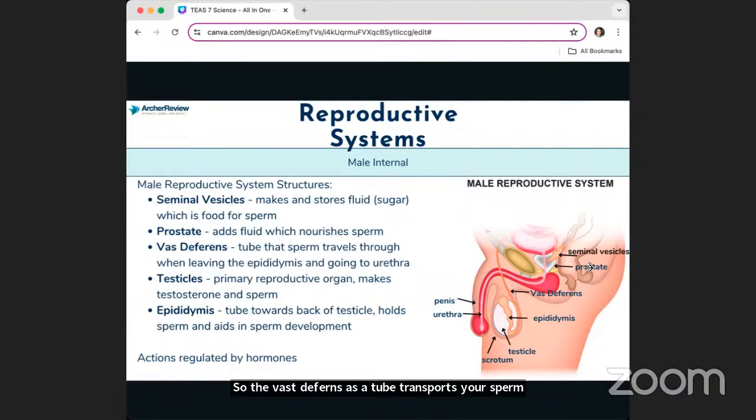The testicles are the primary reproductive organ because the testicles not only make testosterone, which is a hormone regulating all of these systems for males, but they also make sperm. Testicles make the sperm. This is why it's the primary reproductive organ. And finally, the epididymis. This is the tube towards the back of the testicle. It holds the sperm and it aids in sperm development.